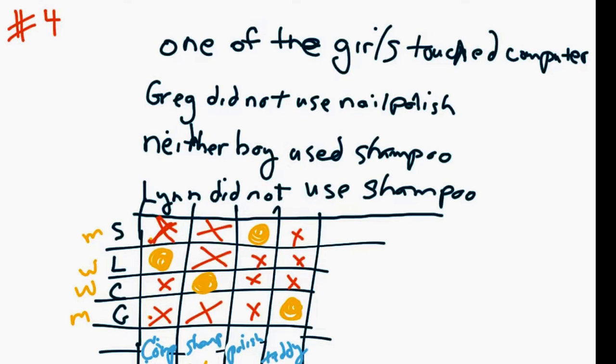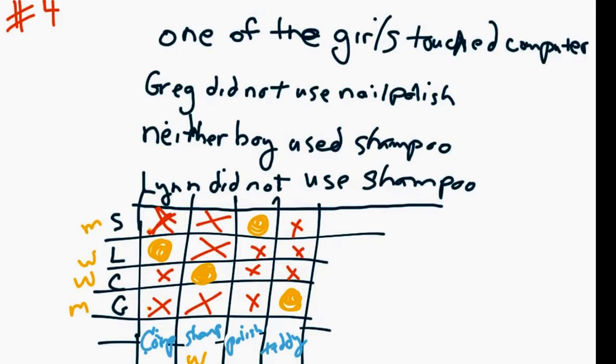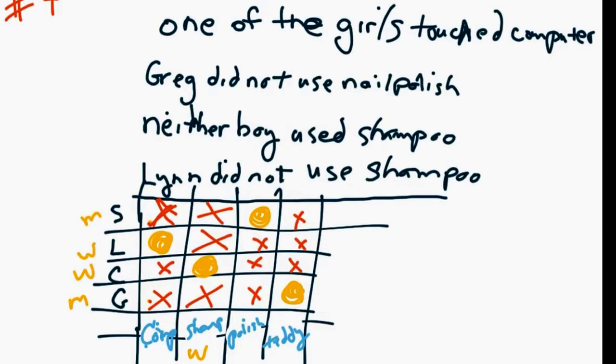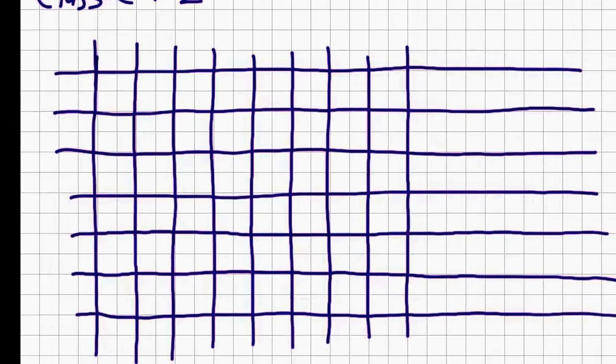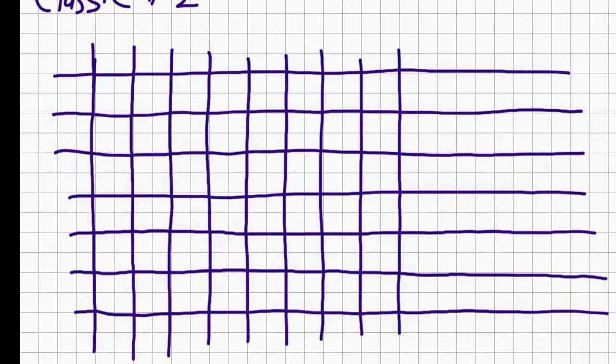Number 4 was one of the girls touched the computer. Greg did not use nail polish. Neither boy used shampoo. Lynn did not use shampoo. And then there it is, guess at the end. Now, I don't know about any more of these. This was before I took the picture on the other one.